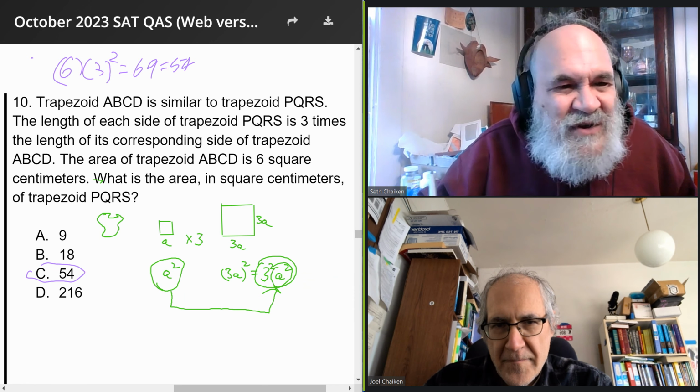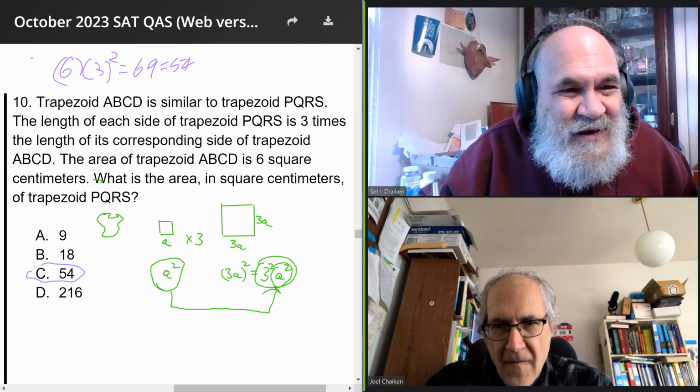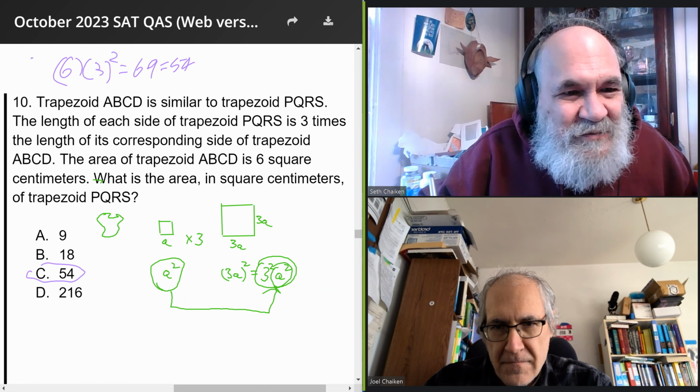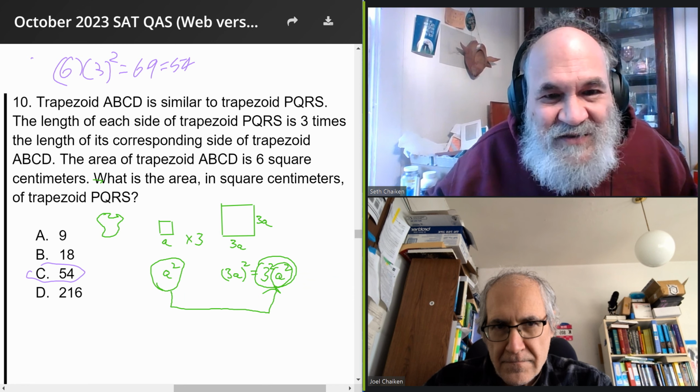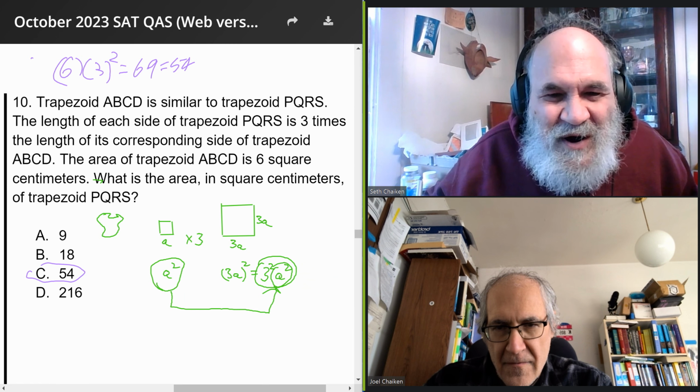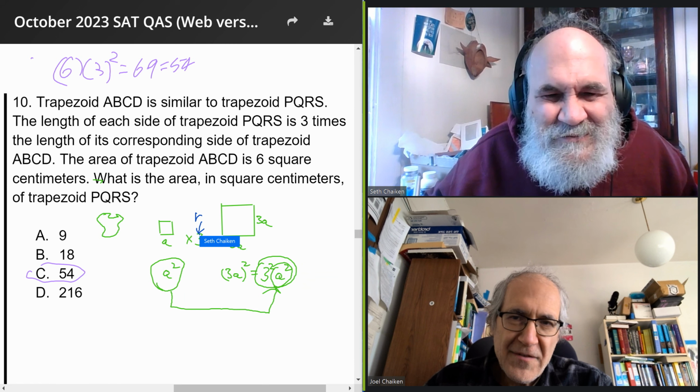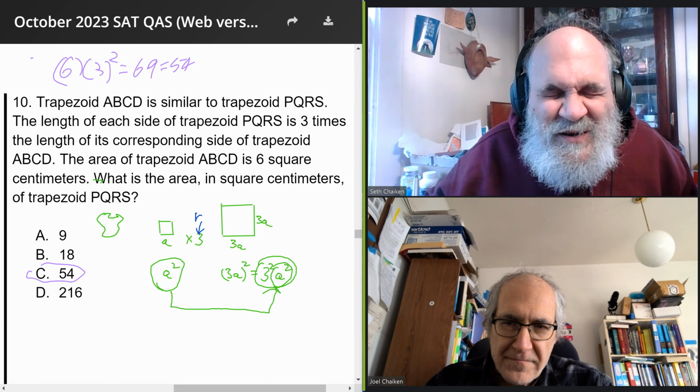And of course, we could generalize this by taking, instead of 3, replace 3 by R. R for ratio. So then the 3 becomes an R.